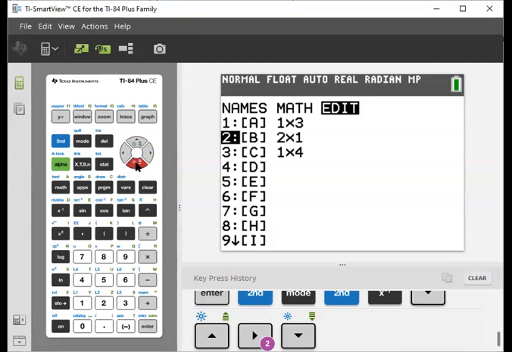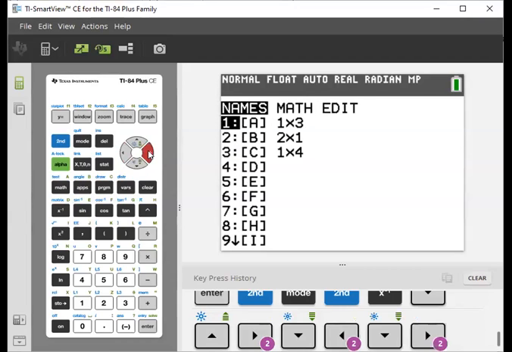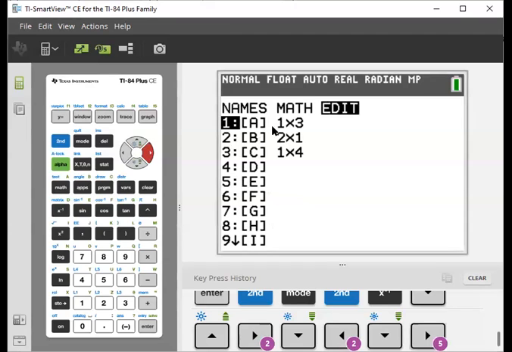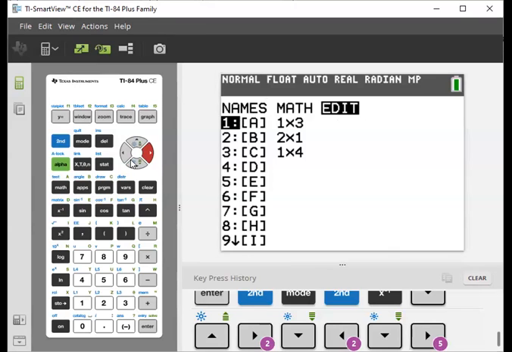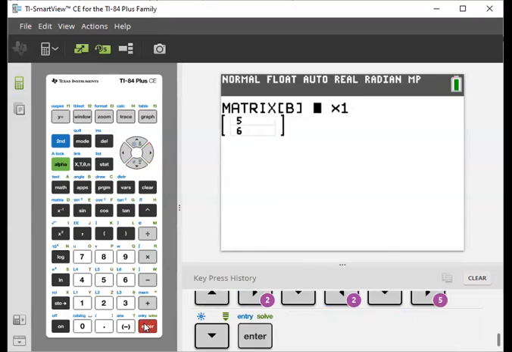I have people that can't figure out what they've done wrong multiple times, and what they keep doing is typing over matrix A. They keep going down to B and then over to edit. And what happens when you go down to B and over to edit, this moves back up to A. So you need to go over to edit, then down to B. Then hit enter. And we still want a 1 by 3.